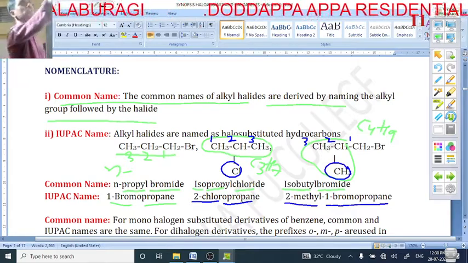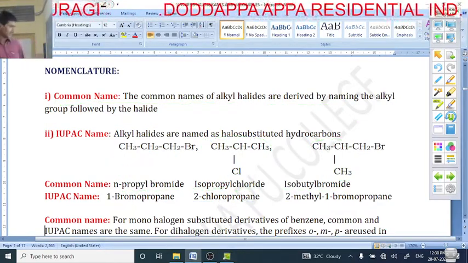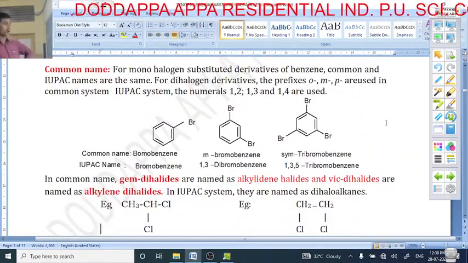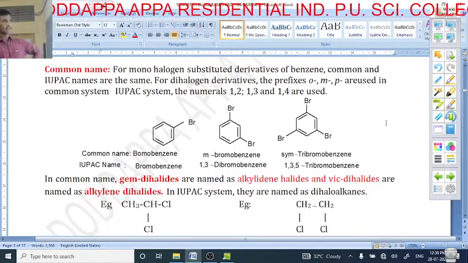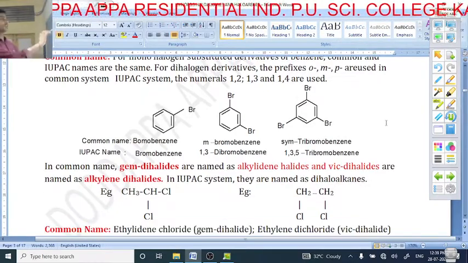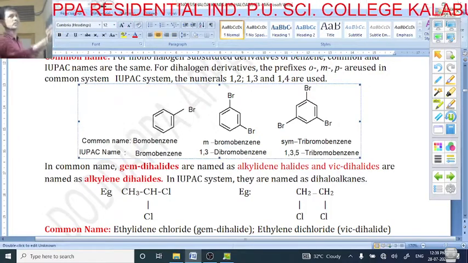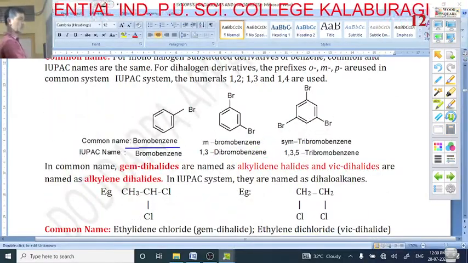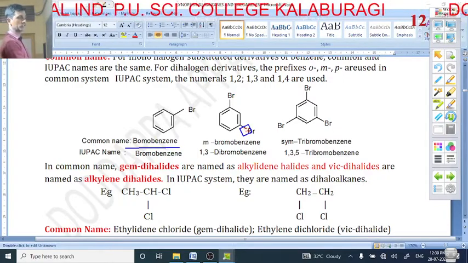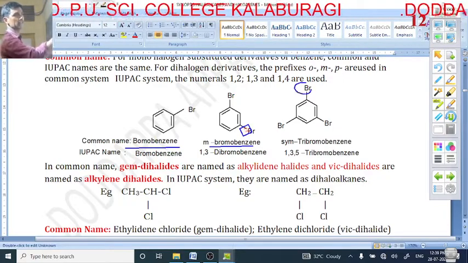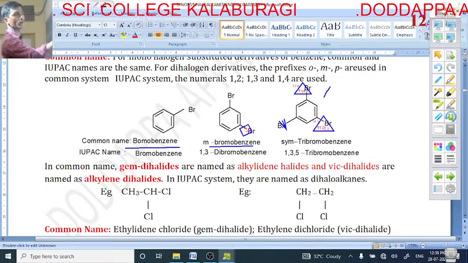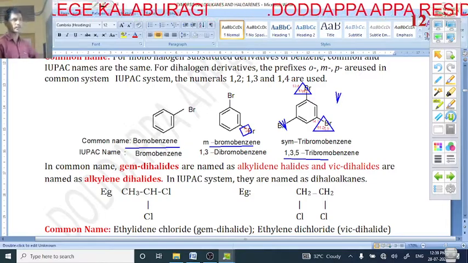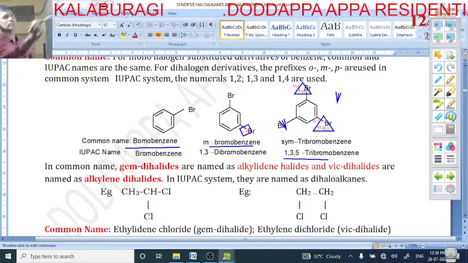The next is the common name. Some common names of dihalides: this is bromobenzene. When it is on the meta position, it is called meta-dibromobenzene, and it is symmetrical because it contains positions 1, 3 and 5, so it is called 1,3,5-tribromobenzene.